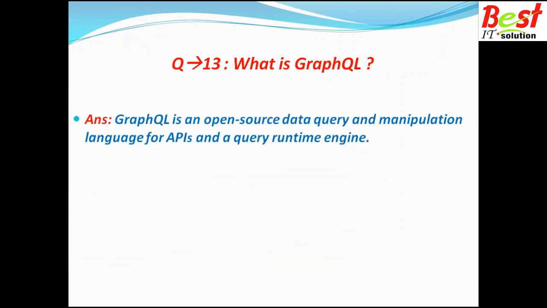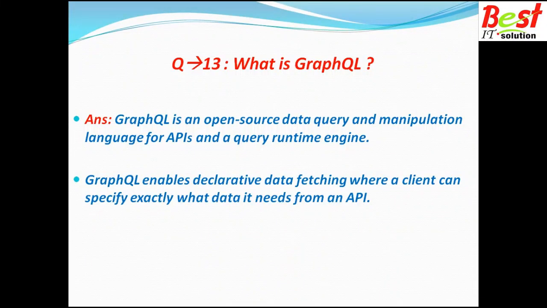What is GraphQL? GraphQL is an open source data query and manipulation language for APIs and a query runtime engine. GraphQL enables declarative data fetching, where a client can specify exactly what data it needs from an API.